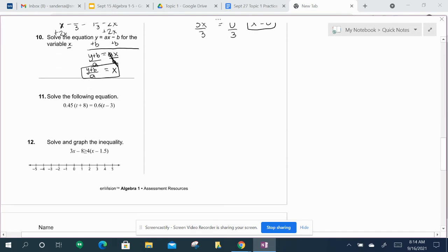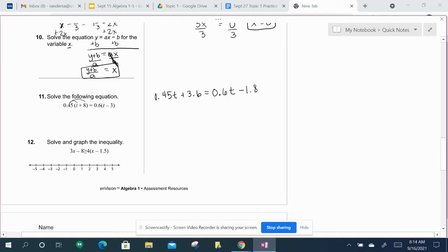All right, the last two problems on this page ask us to solve, again, an equation, this time with some decimals. And so I still see parentheses, so I'm going to start by multiplying in. So 0.45t, and then 0.45 times 8 becomes 3.6. On the other side, I'm going to take 0.6 times t, which becomes 0.6t. And 0.6 times -3 becomes -1.8.